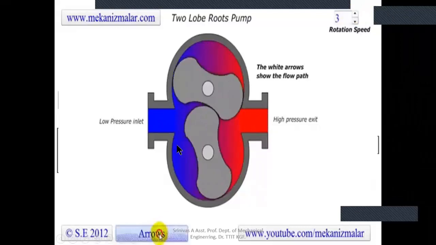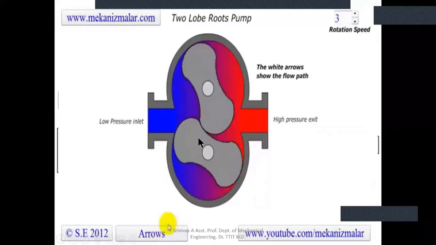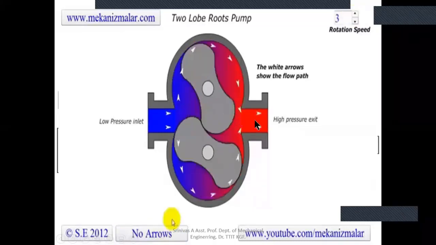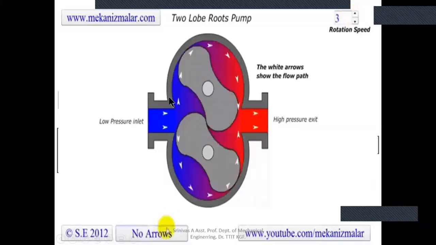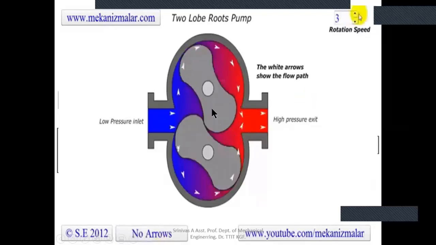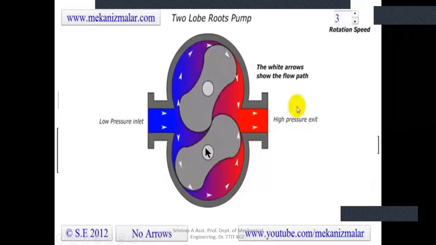Water enters and a cavity is made because of this structure, and water will be pushed over to the outlet. Then water will be discharged. Like this, either two sets, or three sets also, depending upon the number of arrangements it can have. One set also they can have.